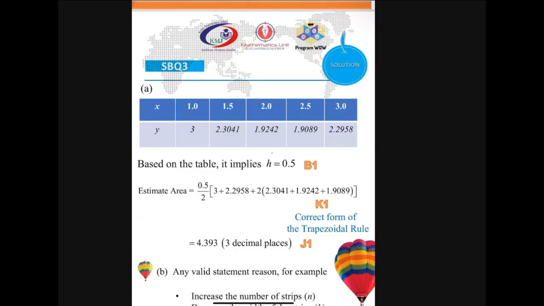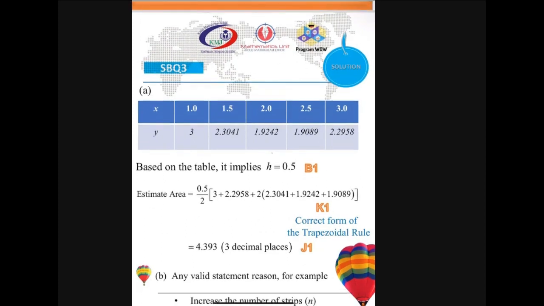Normally in the question, we have to find the value of h based on the number of strips provided. But for this question, they already provide us with the values of x, so there is no number of strips. That's why we have to use an alternative method: choose two consecutive values of x to find our h. So 1.5 minus 1, straight away we get our width, h is 0.5. And then substitute everything into the basic formula of the trapezoidal rule.